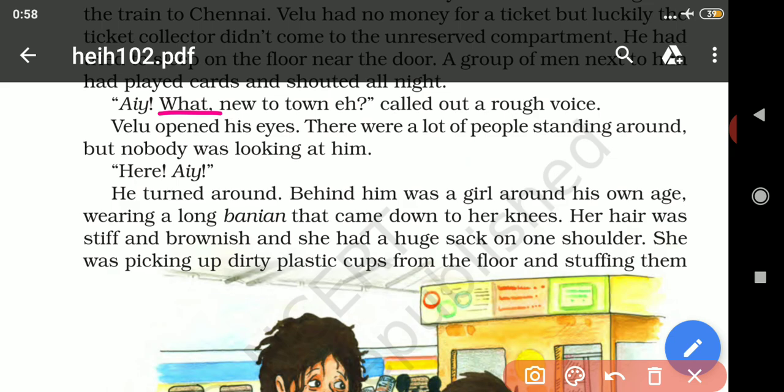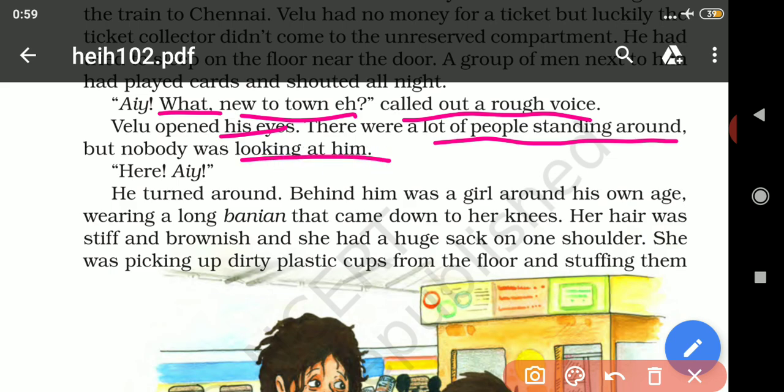"Are you new to the town?" A rough voice called out. इस समय में एक रफ वॉइस से आवाज़ आती है. "Are you new to the town? तुम शहर में नए नए आए हो." Value opened his eyes. वैल्यू ने अपने आँख खोल कर देखा. There were a lot of people standing around. बहुत सारे लोग उसके आसपास खड़े हुए थे. But nobody was looking at him.